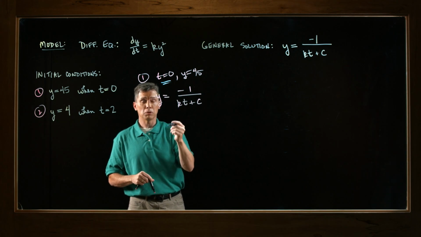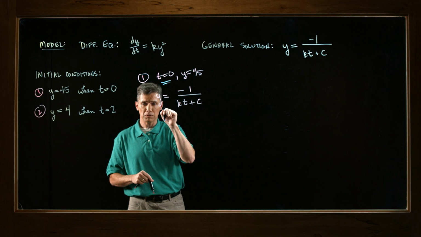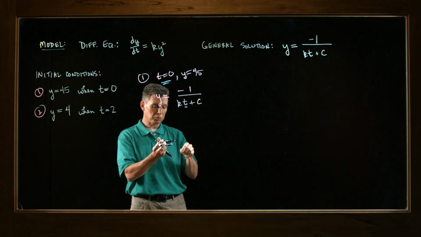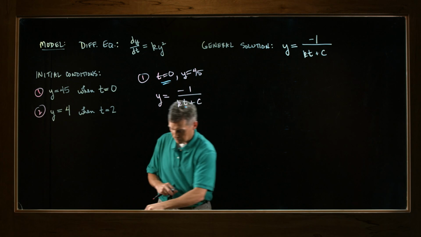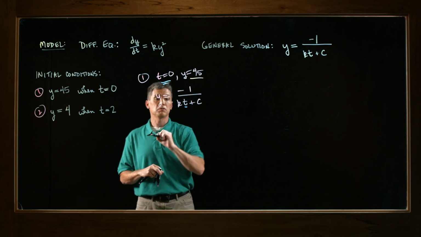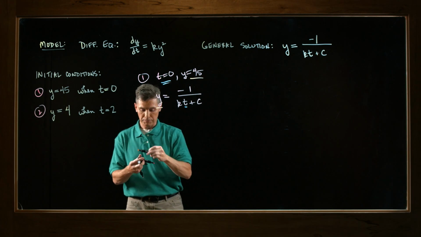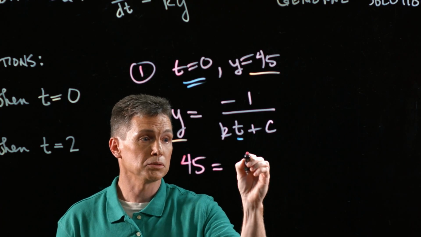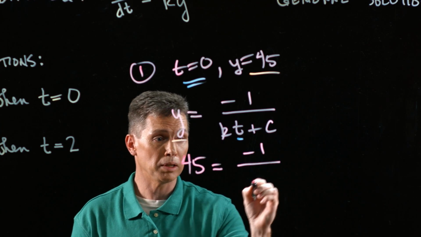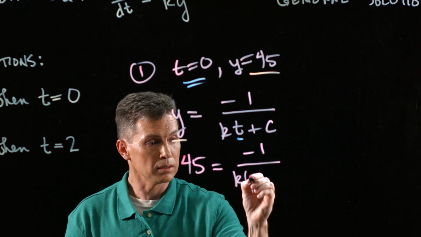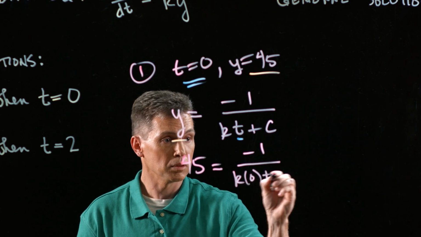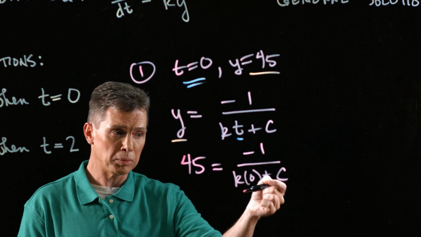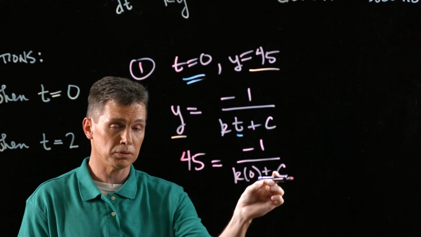And as we've done before, we're plugging in the specific value, in this case 0 for t. We'll plug it in there. And plugging in the specific value of 45 for y, we'll plug that in right there. 45 equals minus 1 divided by k times 0 plus c. Now we simplify this and you'll see that we'll be able to solve for one of our unknowns, in this case c.